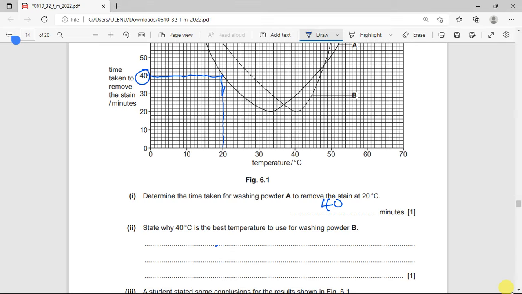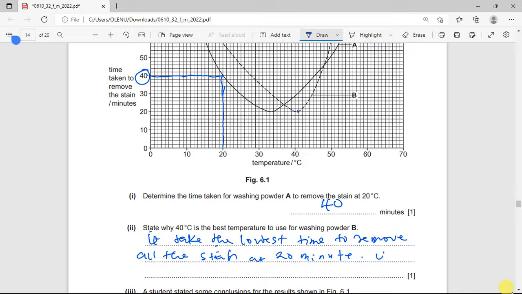The next question is, state why 40 degrees Celsius is the best temperature used for washing powder B. Now look at it. At 40, it takes the lowest time to remove all the stain, which is at 20 minutes. Now it means 40 degrees Celsius is the optimum temperature. That's it.